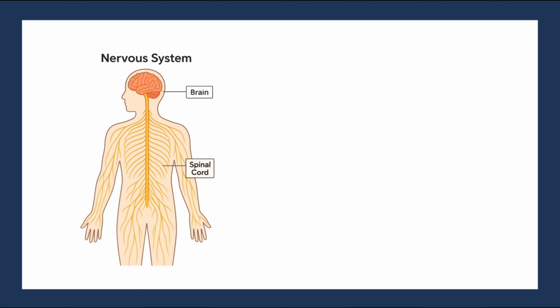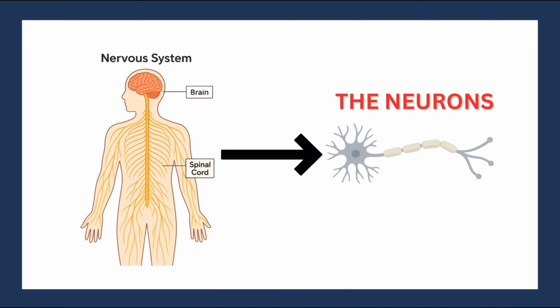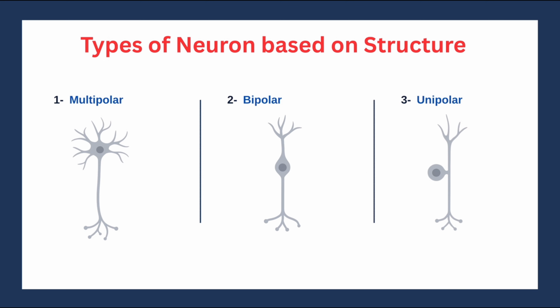The main cells of the nervous system are the neurons. To understand the nervous system, you must understand the structure of the neuron first. Before explaining the structure of the neuron, you have to know that there are three types of neuron based on structure: multipolar, bipolar, and unipolar. The difference between these neurons is in the number of extensions from the cell body. In multipolar we have many extensions, in bipolar we only have two, and in unipolar we have one that splits into two.